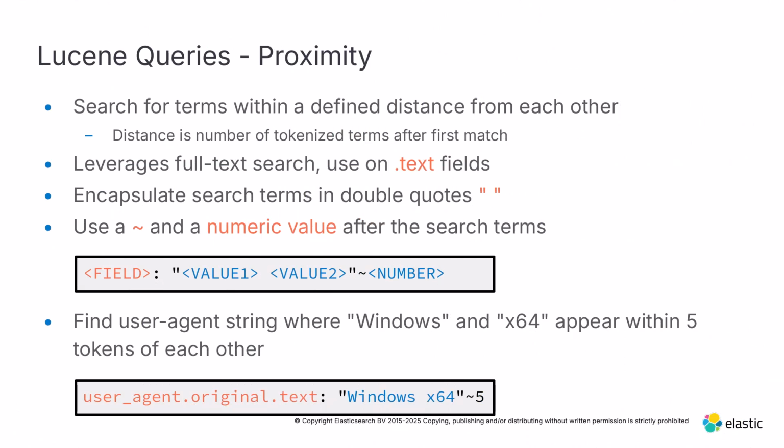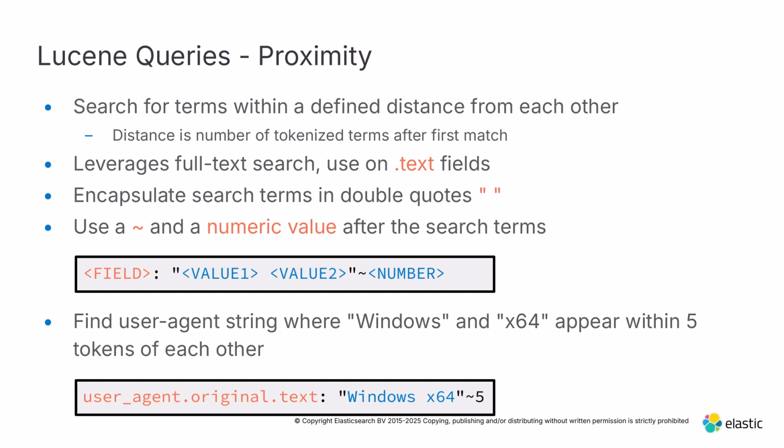Then we have proximity searches, and this works by looking for terms that appear within a specified distance from each other. This is useful for identifying phrases, sequences of actions, or behaviors that may be indicative of an attacker's malicious behavior, even if the exact terms or patterns aren't perfectly matched. This uses the full text search with the .text fields as well. You encapsulate the search terms in quotes, and then you're going to add a tilde with the number after the search terms. This number is going to specify the distance of tokenized terms after the first match.